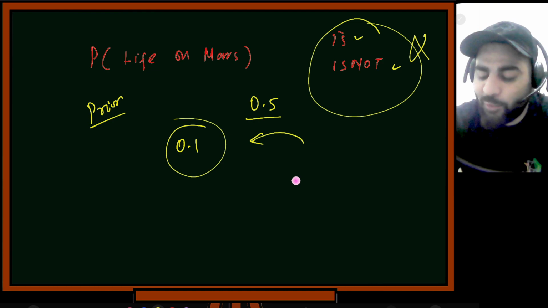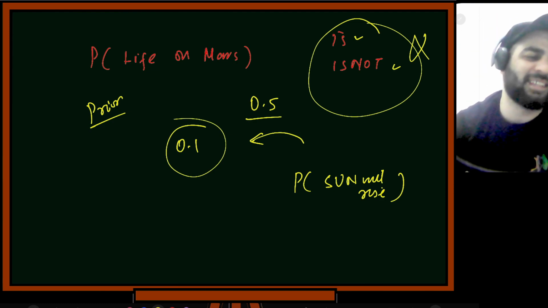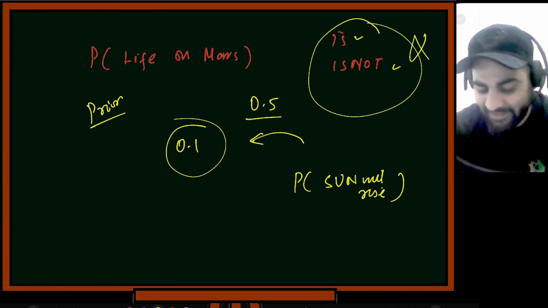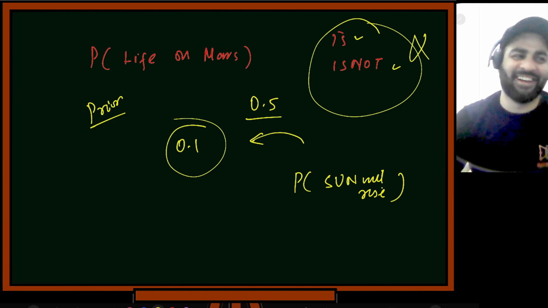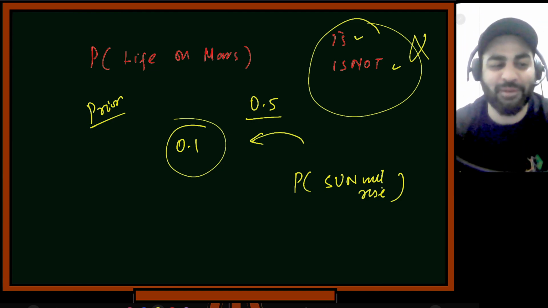I'll tell you, what is the probability that tomorrow the sun will rise? It will or it will not? Is it 50-50? What do you say? One. It is nearly one. Why? Because of the prior belief you have. You have some belief.